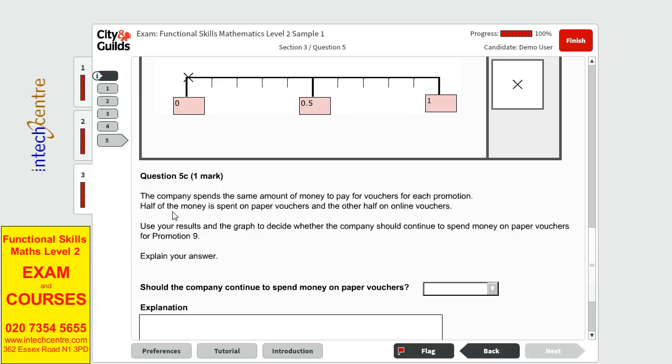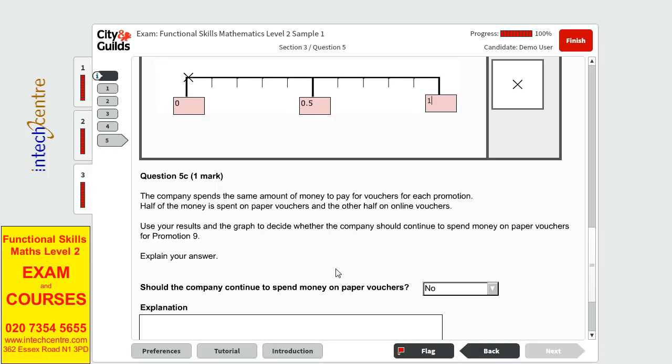Now, the last question, question 5. It's one mark only. It says a company spends the same amount of money to pay for vouchers for each promotion. Half of the money is spent on paper vouchers and the other half on online vouchers. You use your results and the graph to decide whether the company should continue to spend money on paper vouchers for promotion 9. We also have to explain our answer. Should they continue with paper vouchers?